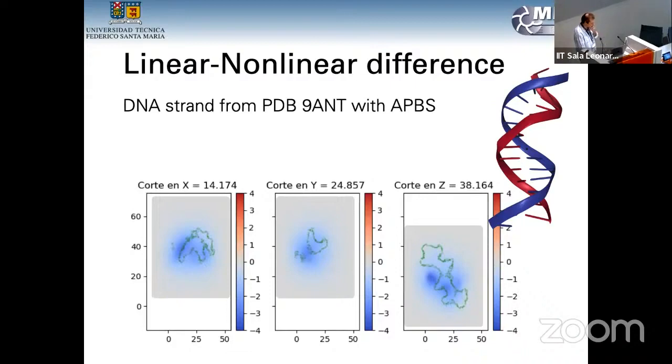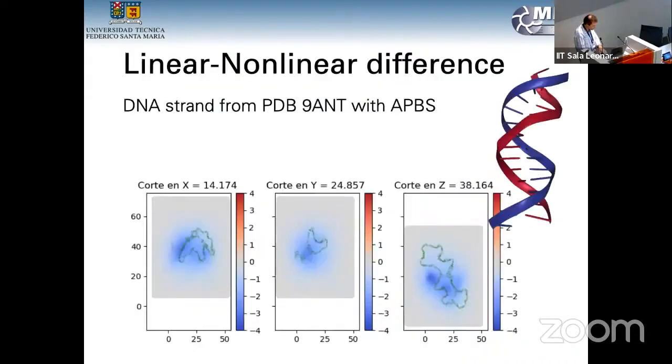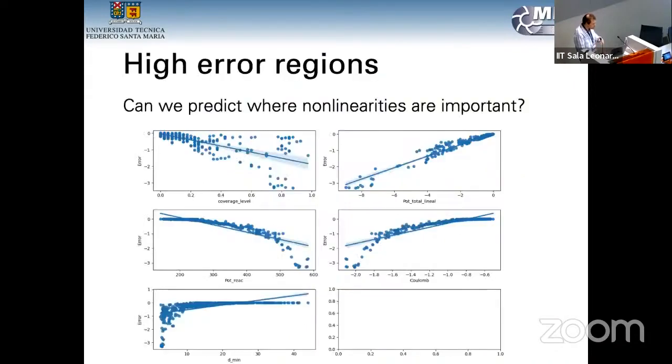We're looking at this and we're saying, okay, can we predict the regions where nonlinearities are important, such that we can mesh it with finite elements? And then we have a small nonlinear finite element, and the rest will be everything with boundary elements, making it nice and efficient. And these are different cuts of this molecule on the right. And apparently we do have something.